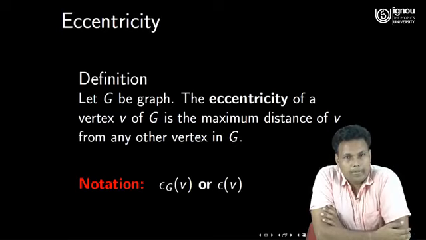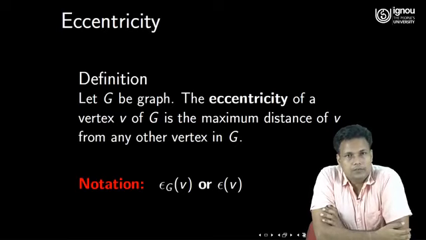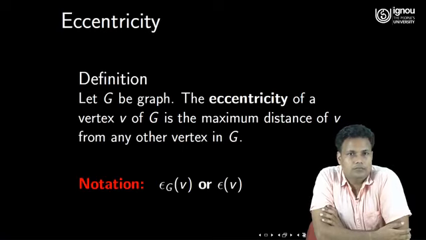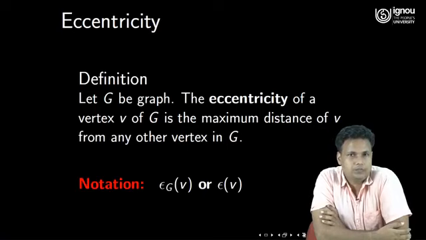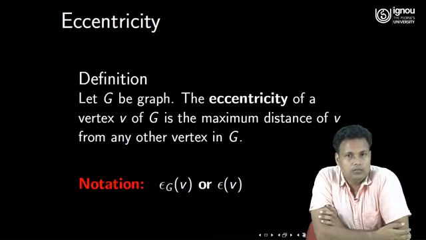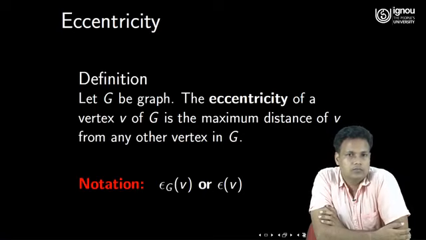Okay, now we come to another concept, the concept of eccentricity. So, let G be a graph, then the eccentricity of a vertex V of G is the maximum distance of V from any other vertex in G, and we shall denote the eccentricity of a vertex V by epsilon_G(V) or just epsilon(V).